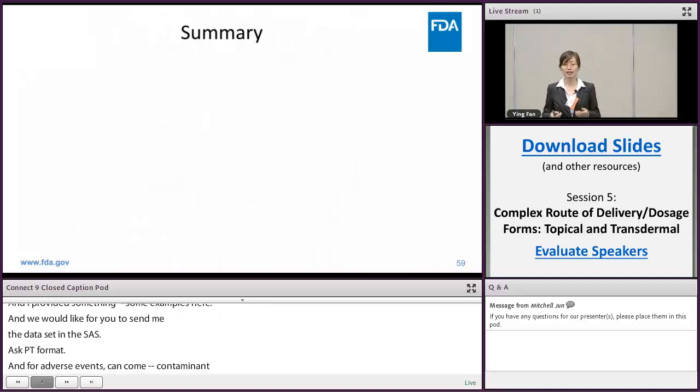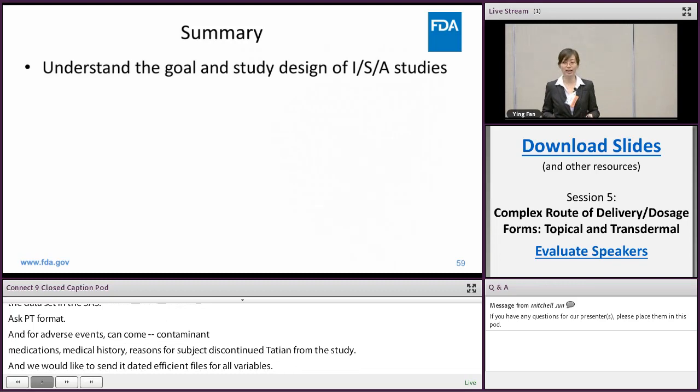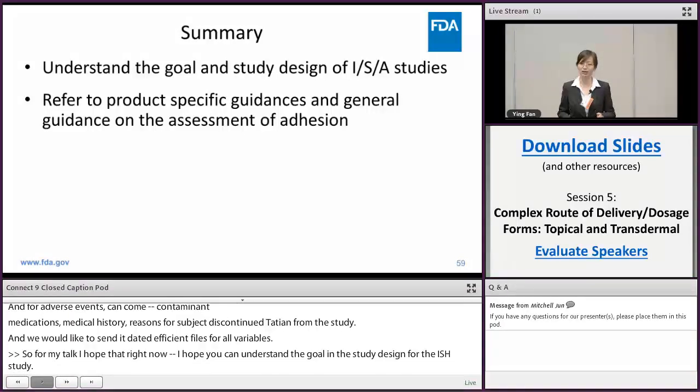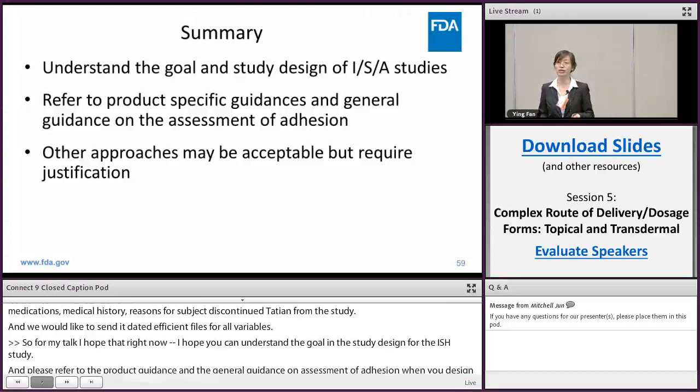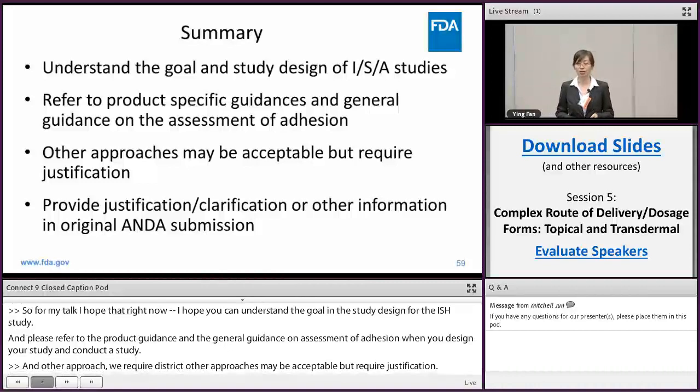So here's the summary for my talk. I hope that right now you can understand the goal and the study design for the ISA studies. Please refer to the product-specific guidance and the general guidance on the assessment of adhesion when you design and conduct your study. Other approaches may be acceptable, but will require justification. Lastly, please provide the justification and clarifications or other information in your original submission. So that's all of my talk today, and thank you.